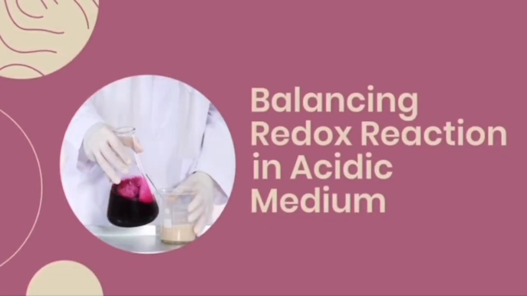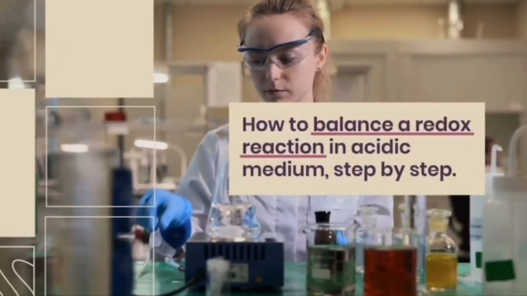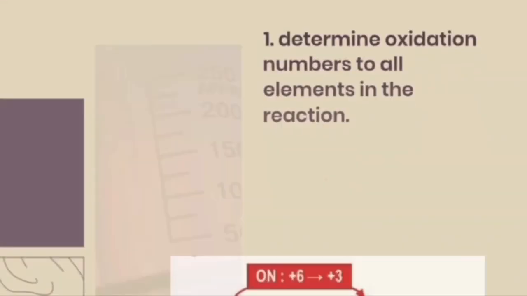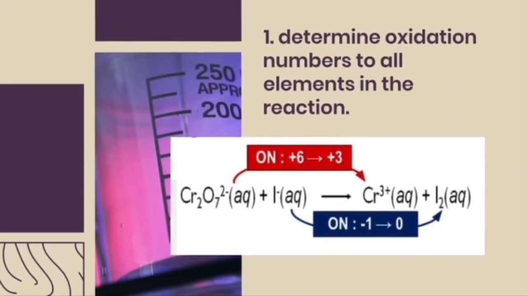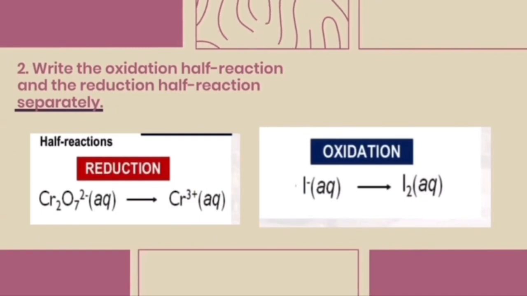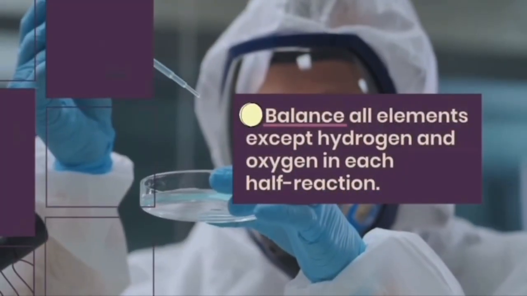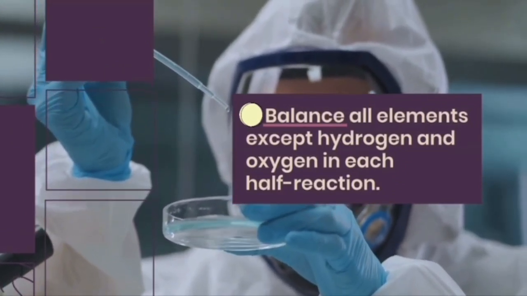Next, balancing redox reaction in acidic medium. Let's look at how to balance a redox reaction in acidic medium step by step. Number 1. Determine oxidation numbers of all elements in the reaction. Second, write the oxidation half reaction and the reduction half reaction separately. After that, balance all elements except hydrogen and oxygen in each half reaction.